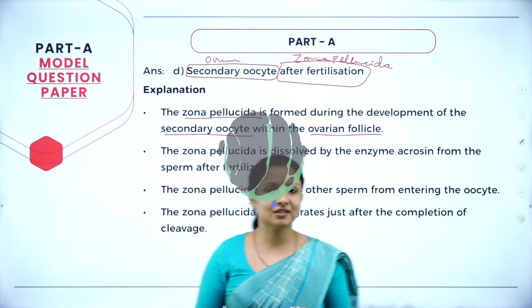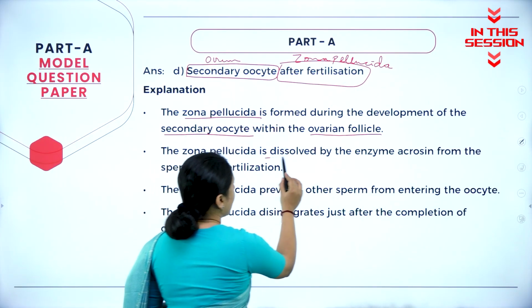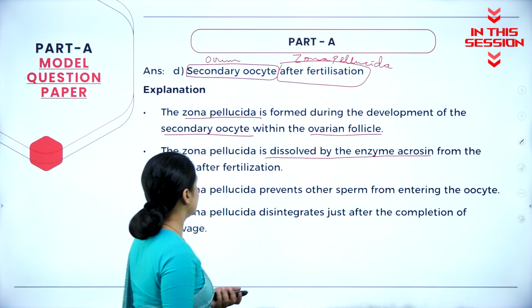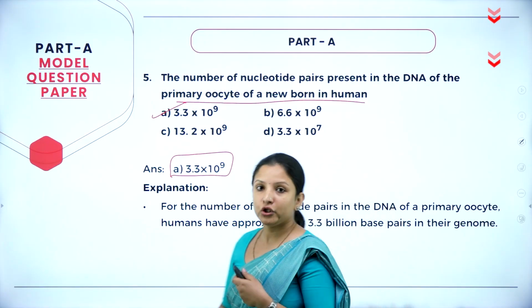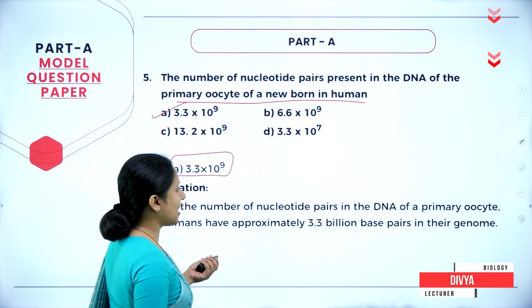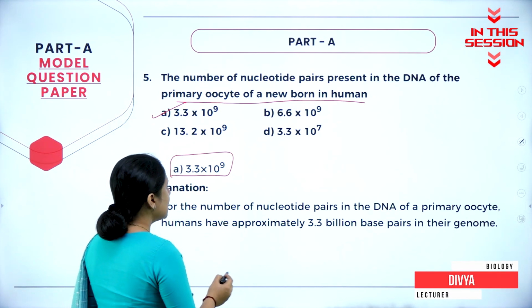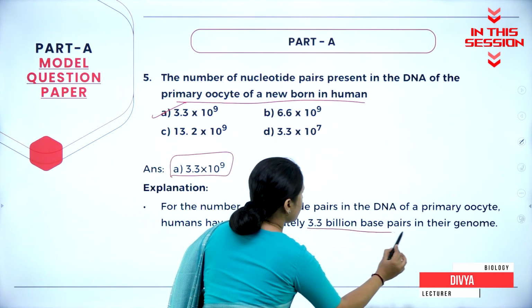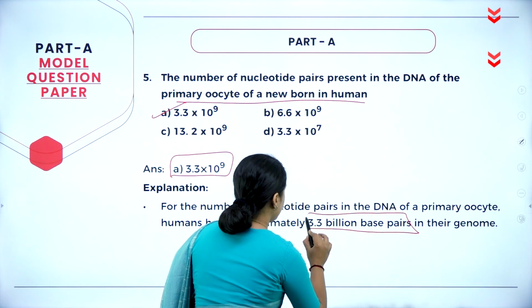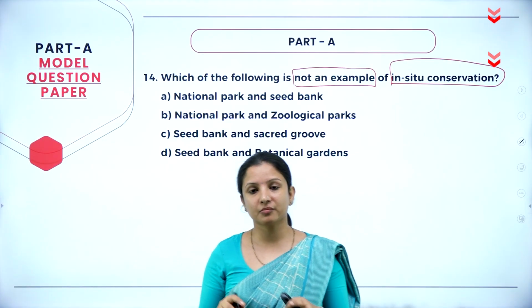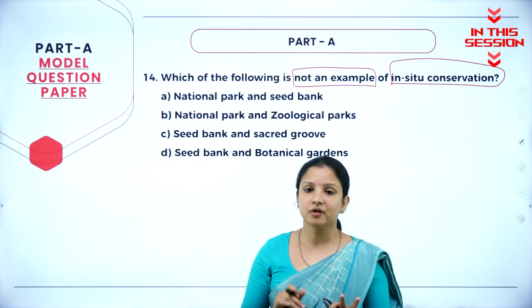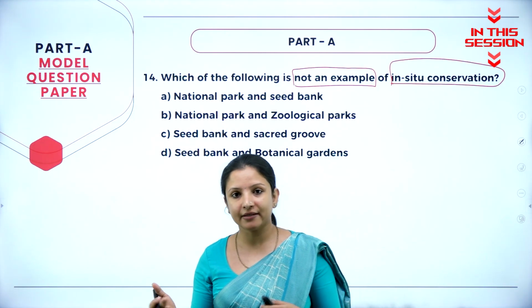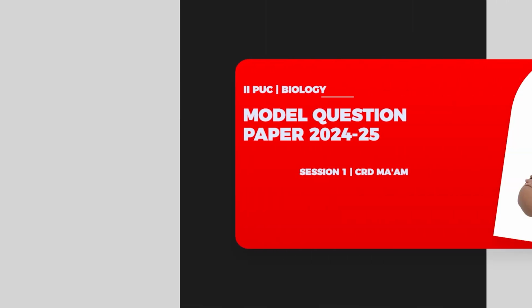And the zona pellucida, it gets dissolved by an enzyme which is called as acrosin as soon as the sperm fertilizes. The number of nucleotides present in the DNA of a primary oocyte is approximately 3.3 billion base pairs. In situ conservation means conserving the organisms in its natural habitat itself, not taking it somewhere else and then conserving it.